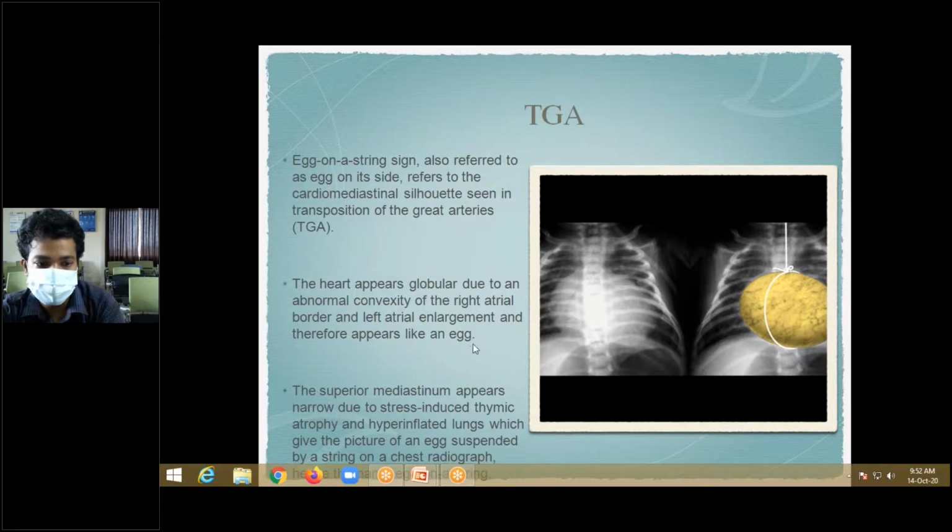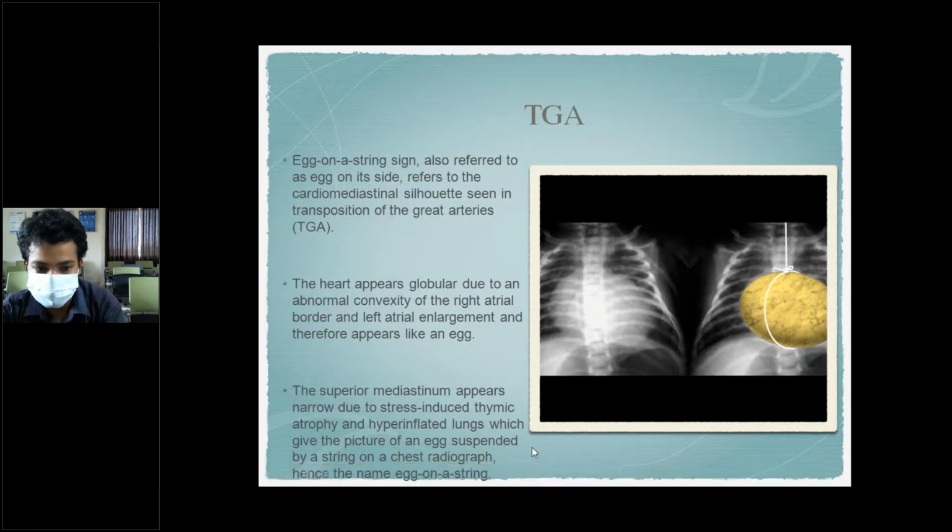The superior mediastinum appears narrow due to stress-induced thymic atrophy and hyperinflated lungs, which gives the picture of an egg suspended by a string on a chest radiograph, hence the name egg on a string appearance.